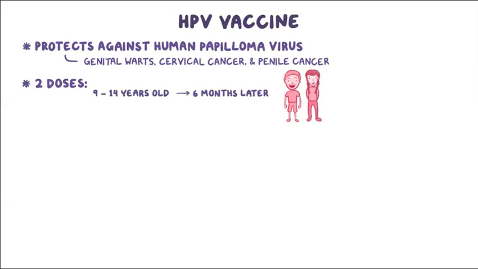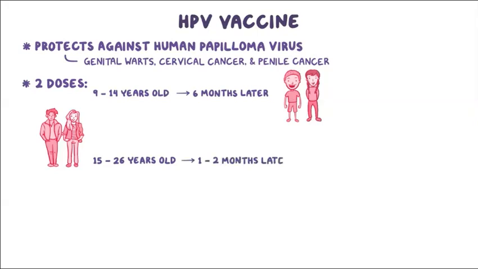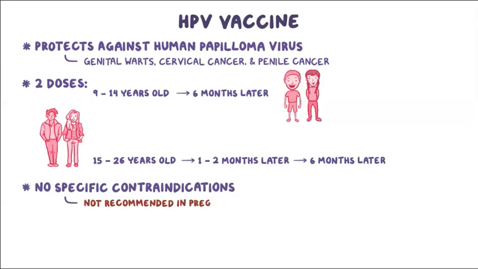In older adolescents and young adults 15 to 26 years old, 3 doses are given. The first dose is given, and then the second dose is given 1 to 2 months later, and then the third dose is given at least 6 months after the second dose. There are no specific contraindications, but it's not recommended in pregnant females, although it's not a live vaccine.